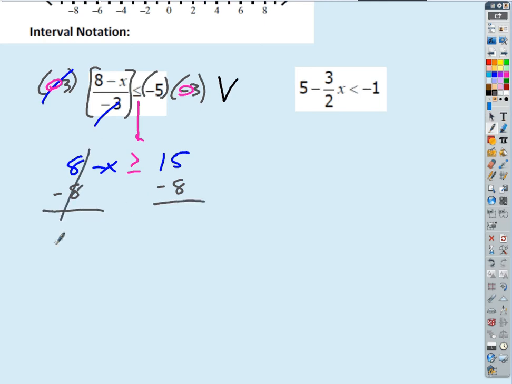That cancels the 8s, and I get negative x is greater than or equal to 7. Now what? Okay, I'm either multiplying or dividing by -1, whichever way you prefer to think about it. Right? So that's going to flip that inequality again. I'm going to have an x there and a -7, and this has got to get flipped again.